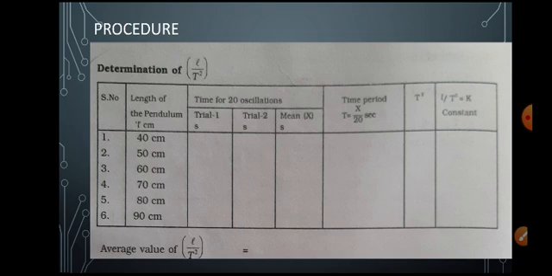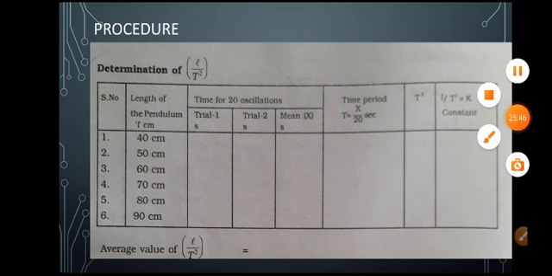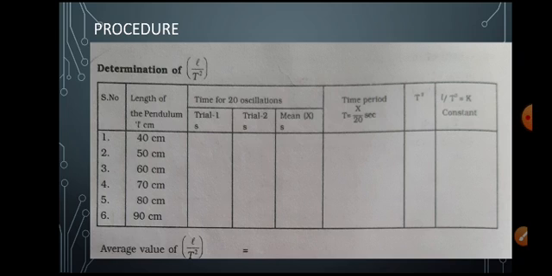Then repeat it and make note of the time taken for the 20 oscillations for that particular length. Don't change the length, don't touch the bob. Without touching the bob, you have to take note of the time taken for the 20 oscillations a second time.